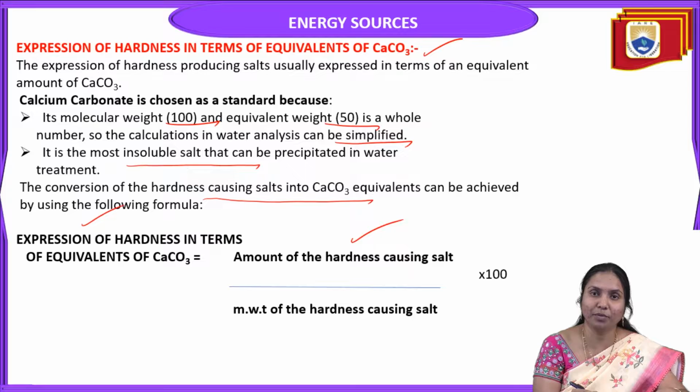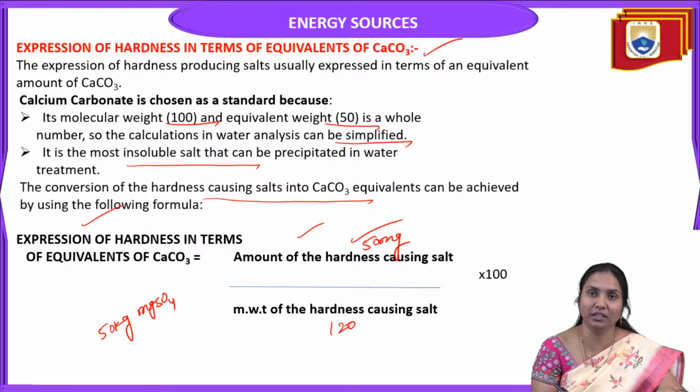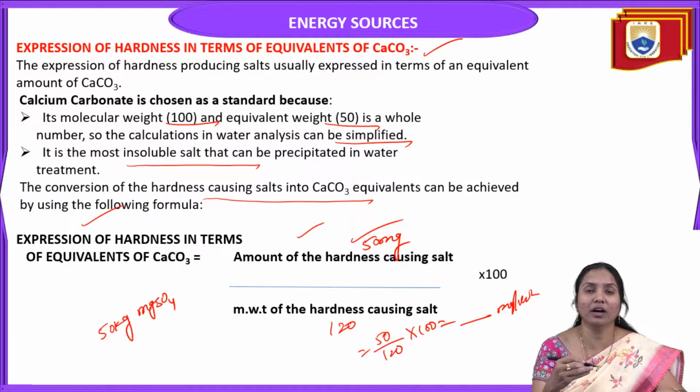For example, in the problem it's given 50 milligrams of magnesium sulfate present in water. So the amount of hardness causing salt, that means the amount of magnesium sulfate, is 50 milligrams, and the molecular weight of magnesium sulfate here is 120. So it's equal to 50 by 120 into 100, which is equal to dash milligram per liter or parts per million. In this way we can convert all the hardness causing salts present in water, or whatever is given in the data.